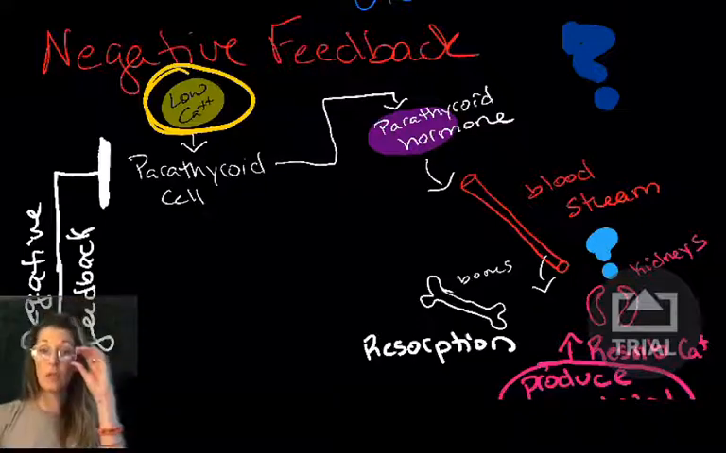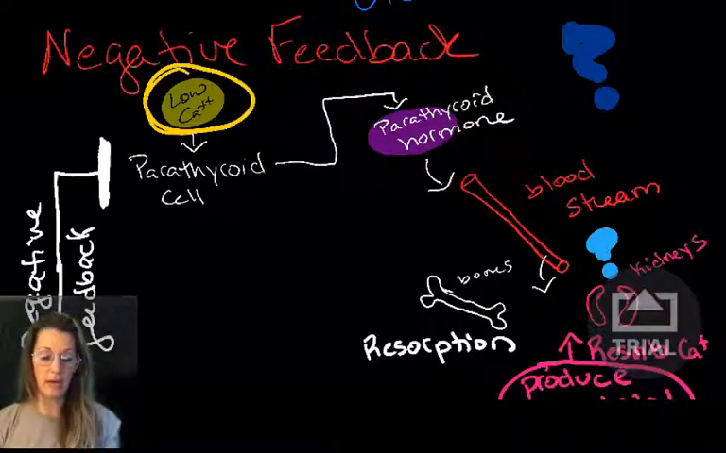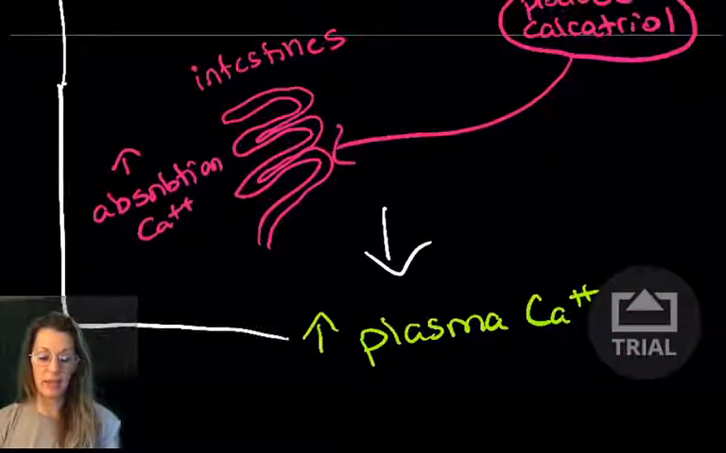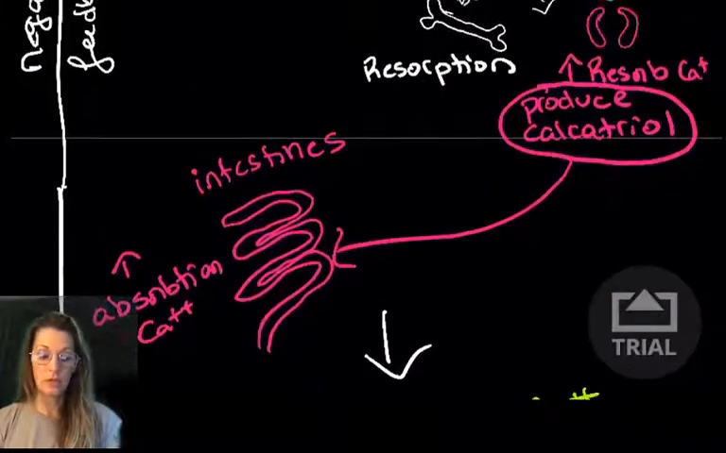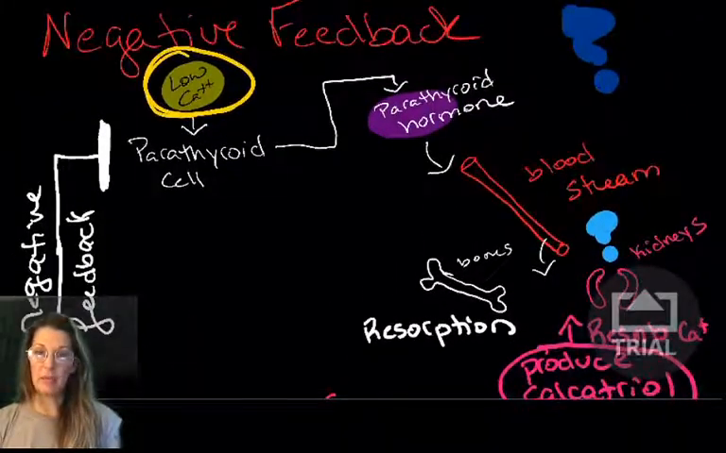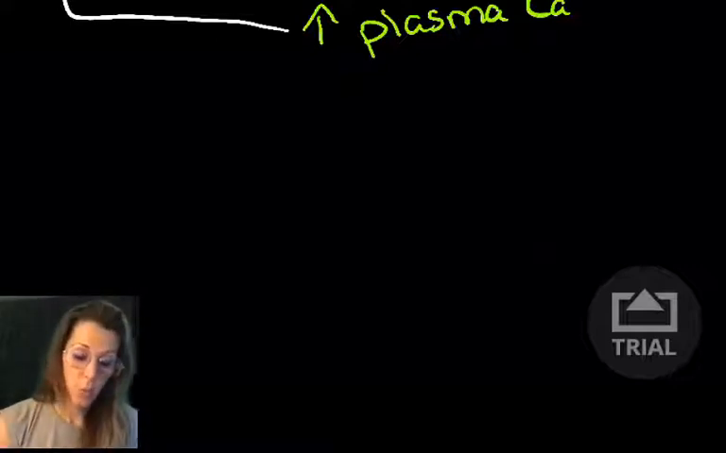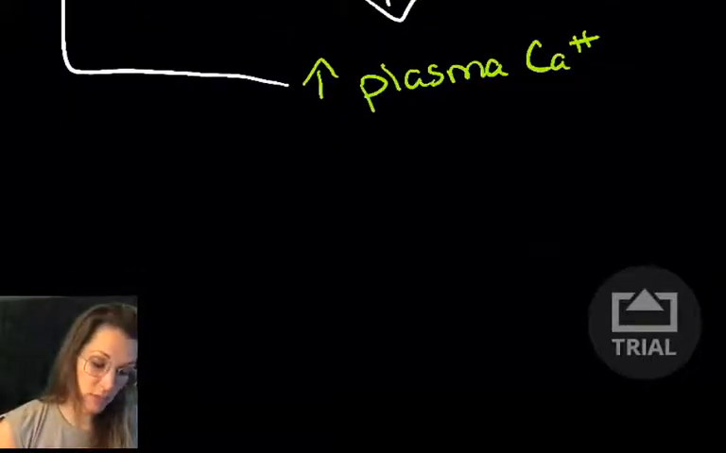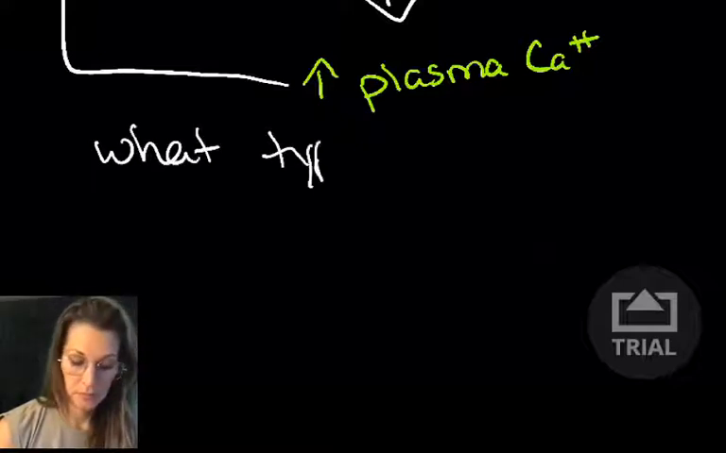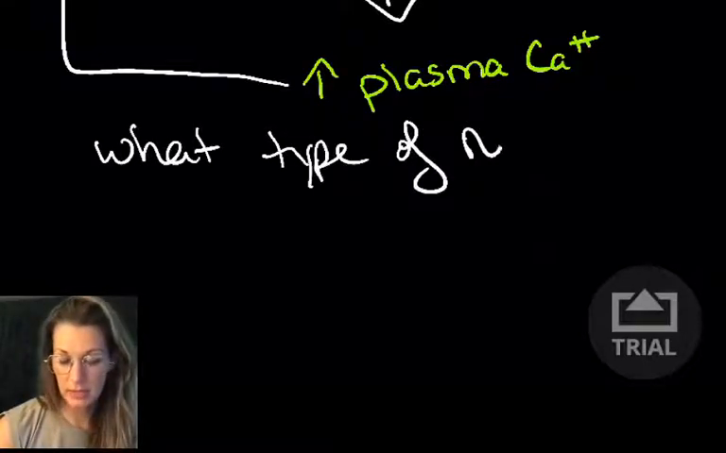Okay, so based on what we've already learned, what I'd like you to think about now, so we established that this is negative feedback, what kind of negative feedback is this? So we've talked about 3 different types. We've talked about long loop negative feedback, short loop negative feedback, and ultra short loop negative feedback. So this example that I've just given you, what type of negative feedback is this?